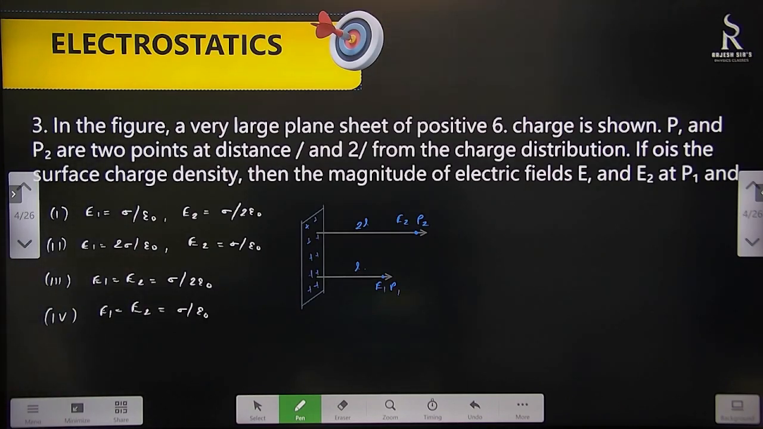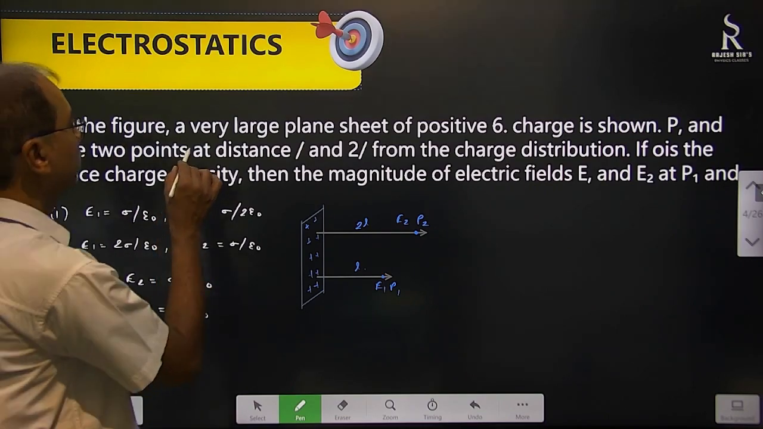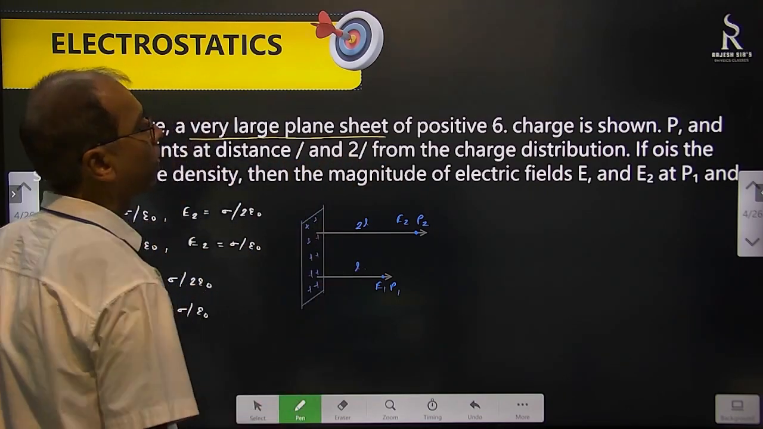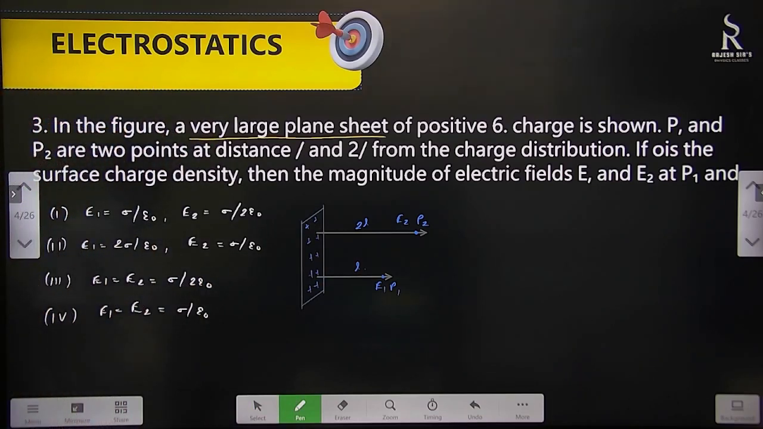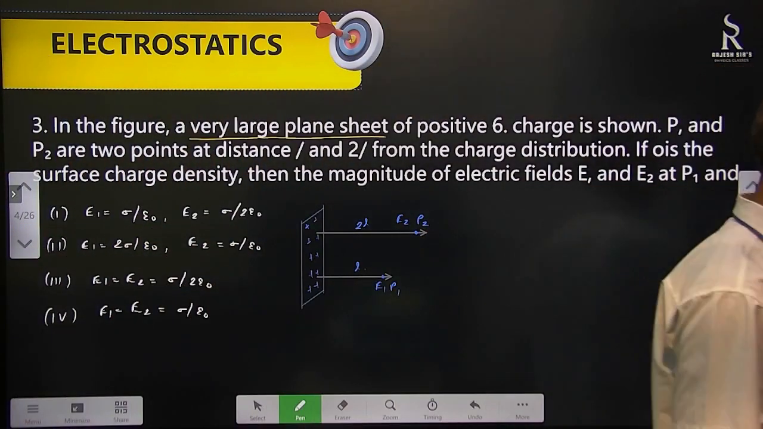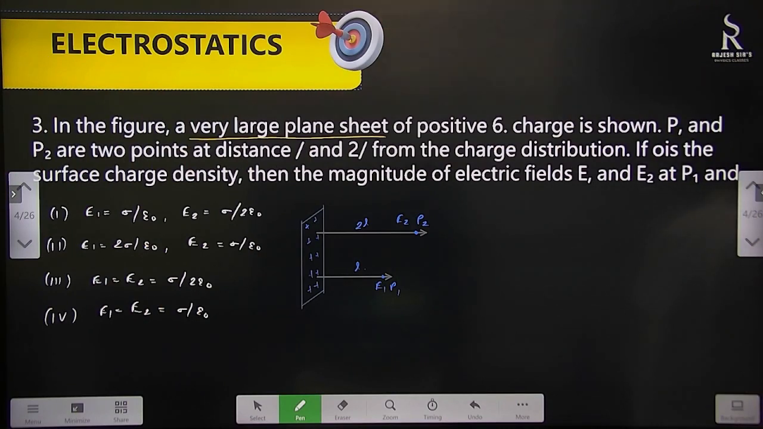In the figure, a very large plane sheet. Concentrate on this very large plane sheet. So this is very large, of positive charge is given. Okay, let me check what it is. Let me see from the book what it is. So this is a very large plane sheet of positive charge is shown. P1 and P2 are 2 points.